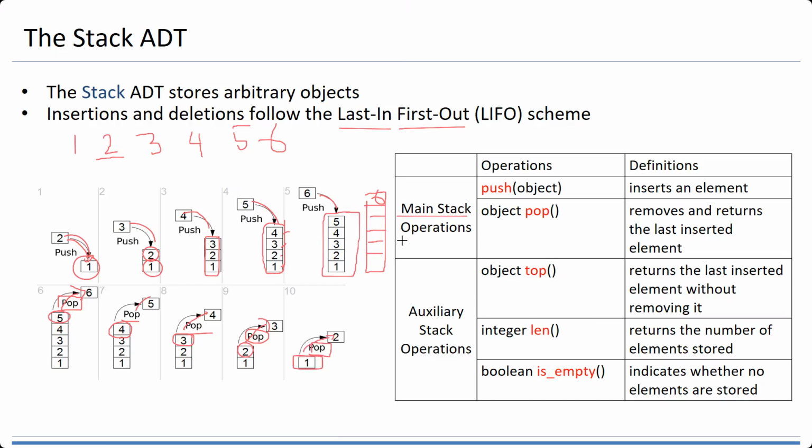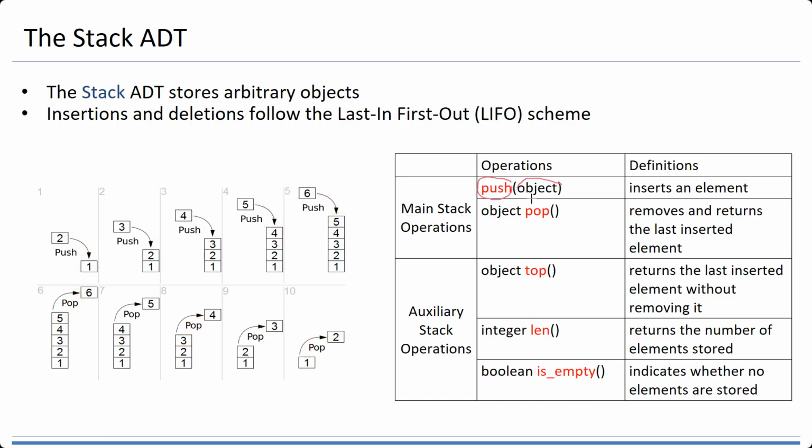So the main stack operations, there are two. First is push. We are going to push an object. The object can be anything, so we call it arbitrary objects. The function here is to insert an element. We have another operation, we call it pop. So the object, this is a kind of object in object-oriented programming. When we run the pop, it means we are going to remove and return the last inserted element.